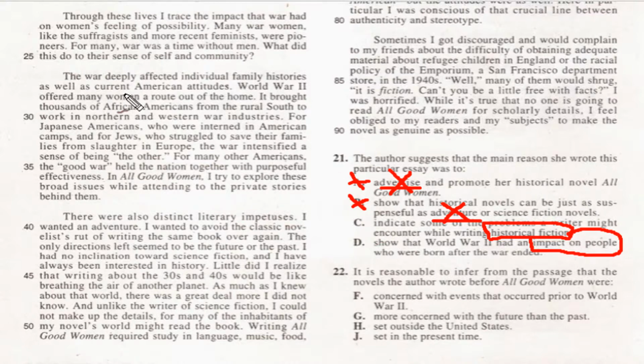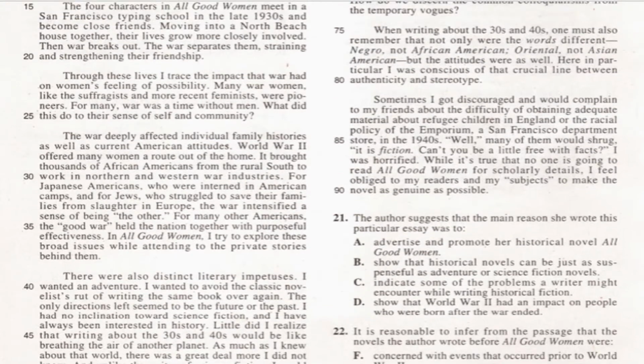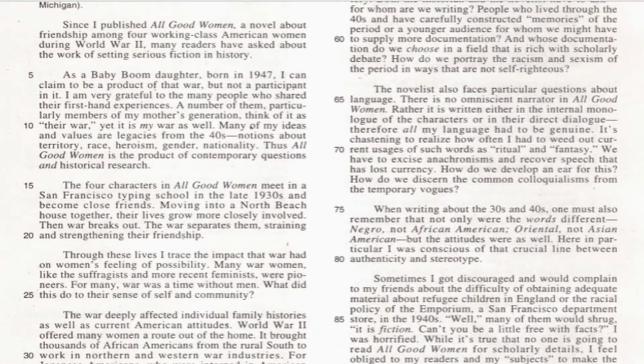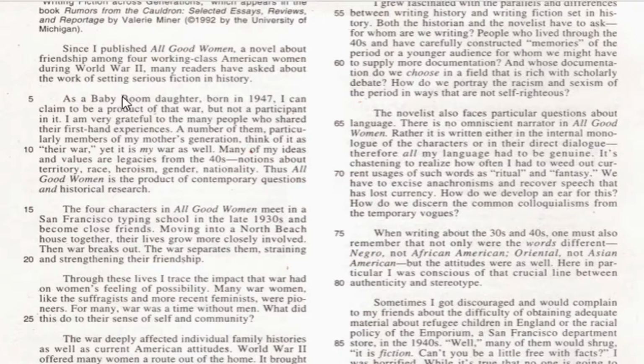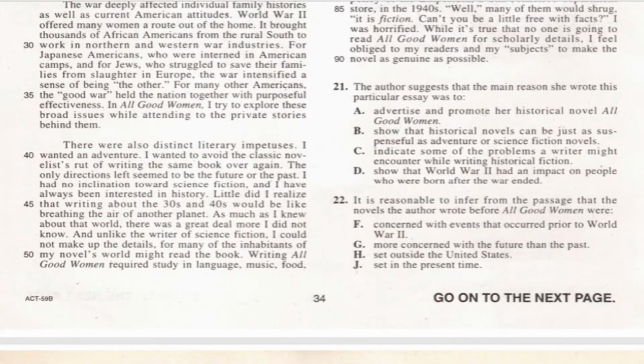And then from there, you just look at your paragraph topic sentences. Are we talking about impact on people, or are we talking about historical fiction and writing? Well, let's just simply go back up and look at our topic sentences. So I published a novel. I'm a baby boomer. There are 4 characters in the novel I wrote. Through their lives, I traced the impact on women's feelings. The war deeply affected. When writing in the 30s, the novelist, all right, you see how this isn't so much about the impact on people, it's more about writing.